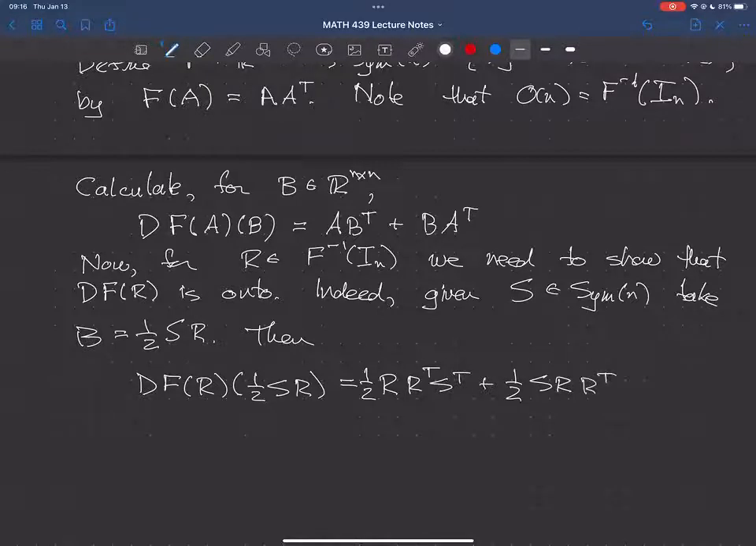So this is R transpose. Okay, and so then you notice that R is in the pre-image of the identity, which means that R transpose R is equal to the identity. So both of these are equal to the identity. And because S is symmetric, this is equal to S. Okay, so therefore I've shown that given any symmetric S, there's a B for which the derivative of f at R in the direction of this B gives me S. So that's exactly showing that the derivative is onto.